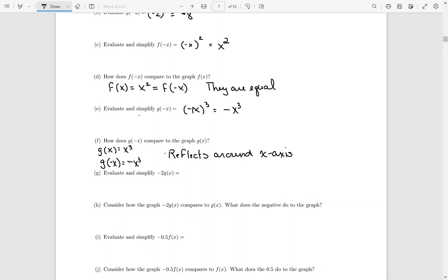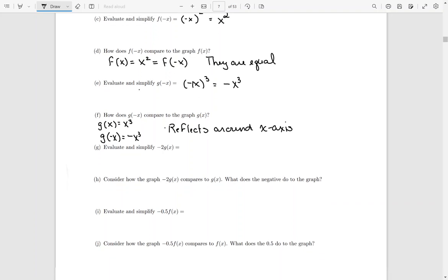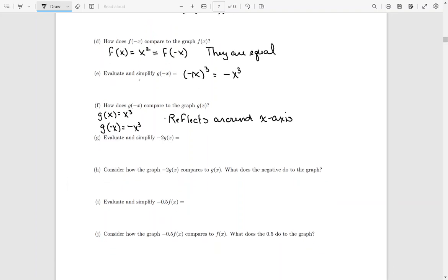You could make the argument it flipped around the y too. All right, but we're going to see later on that if you put a negative in front of the function, it flips it around the x automatically. Evaluate and simplify -2 times g of x. Well, we already know g of x is x cubed. All they want me to do is multiply that by -2. So -2 times x cubed is -2x cubed.